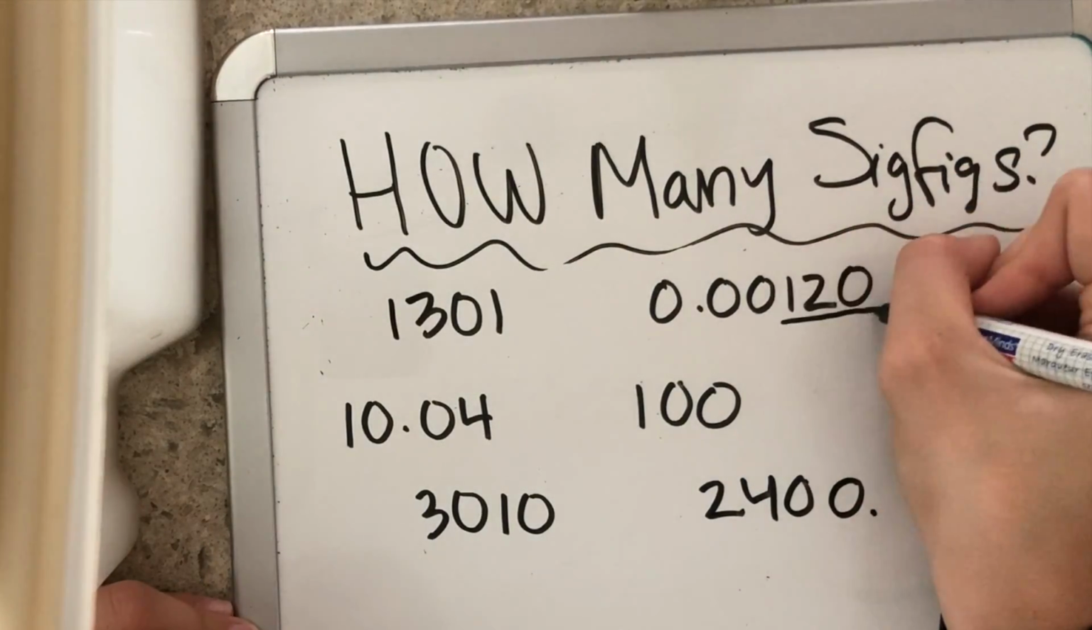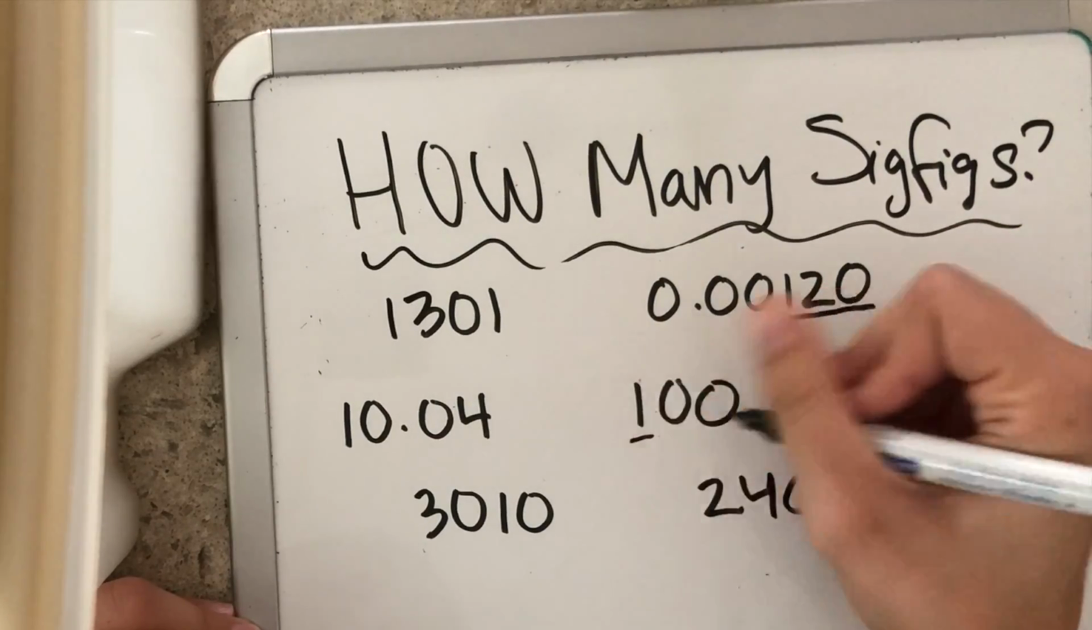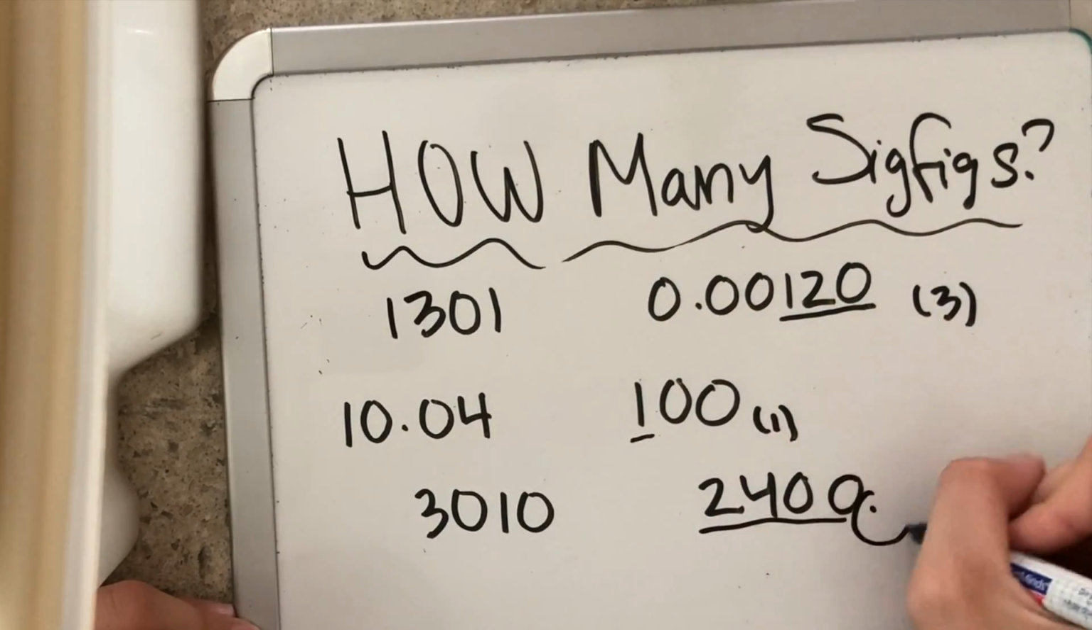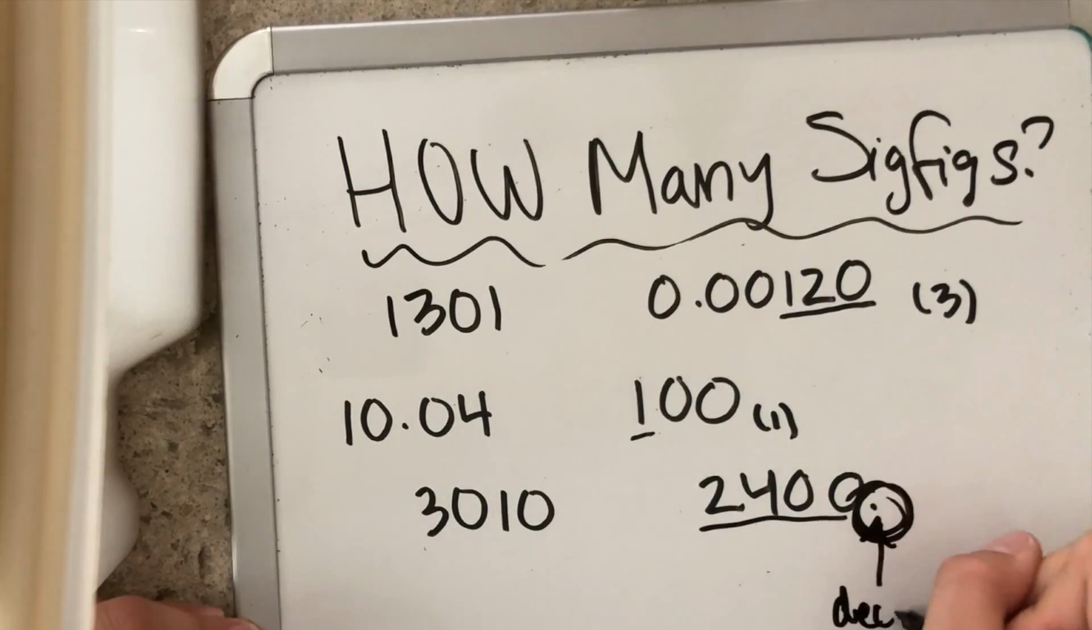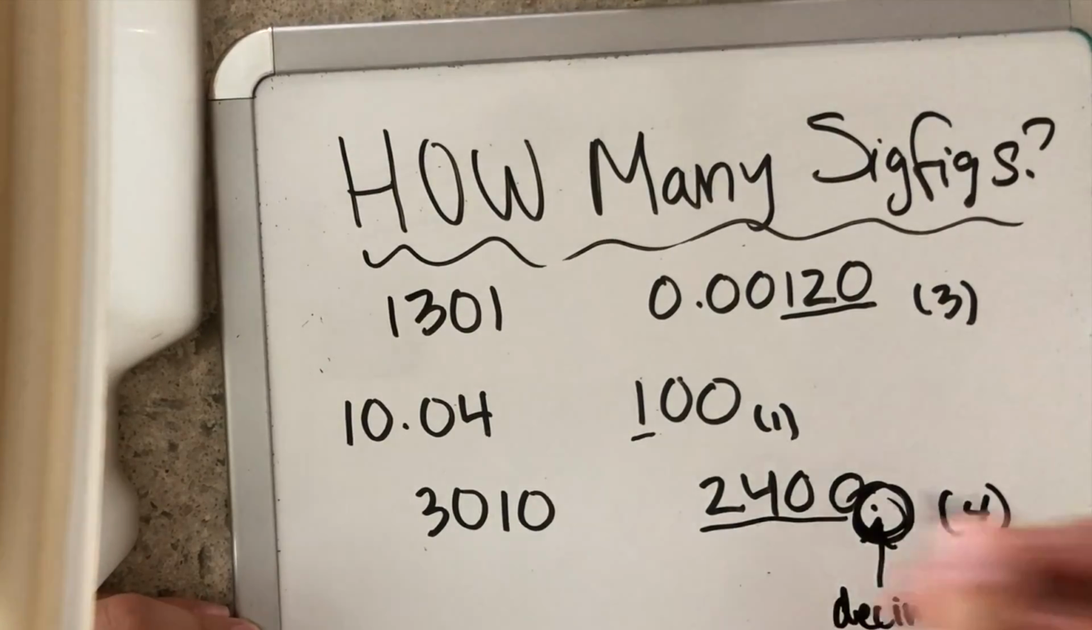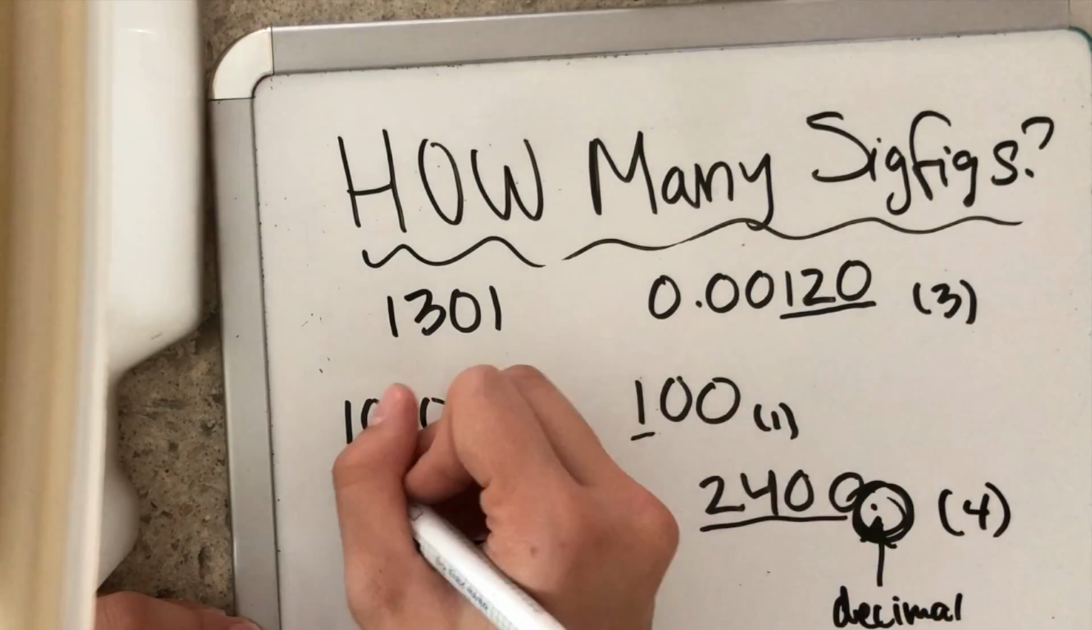The first has a trailing zero with a decimal present, the second has two trailing zeros with no decimal, and the third has a decimal, so the zeros are counted in the sig figs.